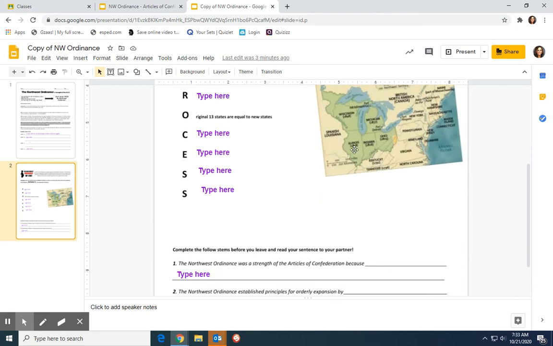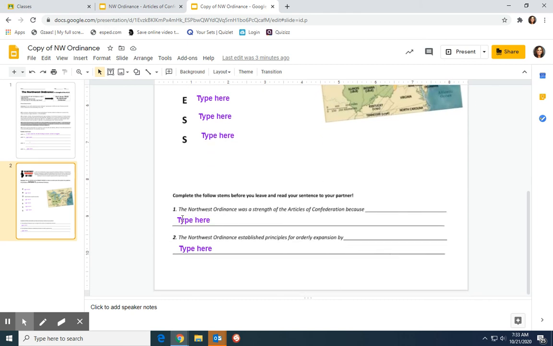Here, if you're curious, here are the 1, 2. We actually will create 5 states. After the Northwest Ordinance is passed, we'll create Wisconsin, Illinois, Indiana, Ohio, and Michigan. Those will be the first ever 5 states after the 13 colonies. Okay, number 1, you'll complete this. The Northwest Ordinance was the strength of the Articles of Confederation because, tell me what it did.